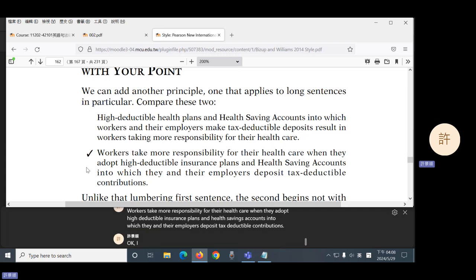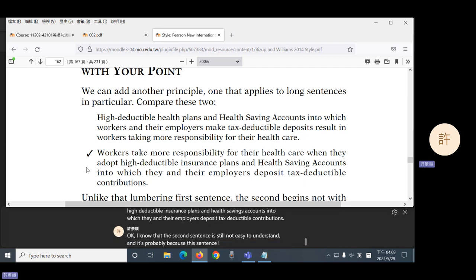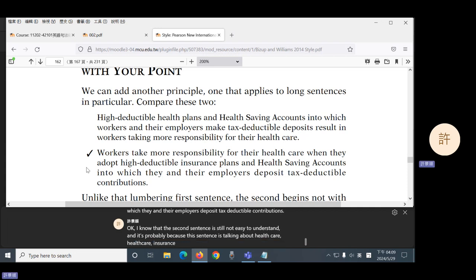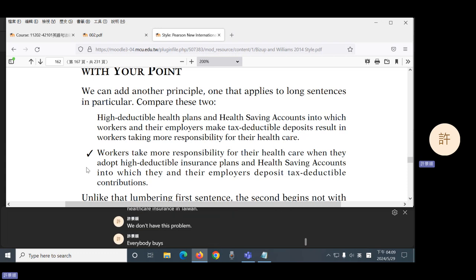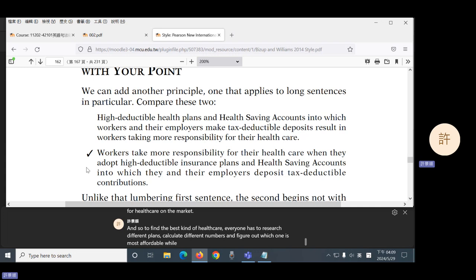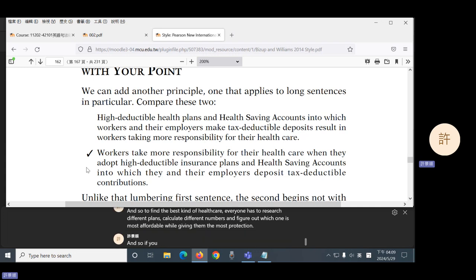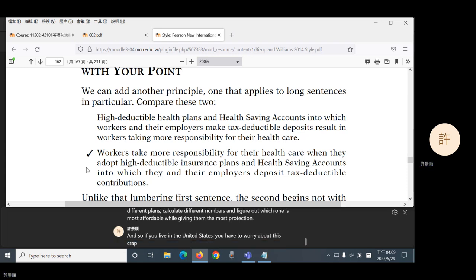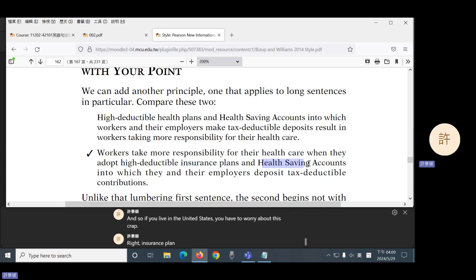Okay. I know that the second sentence is still not easy to understand, and it's probably because this sentence is talking about healthcare insurance. In Taiwan, we don't have this problem. Everybody buys national health insurance, and the government takes care of that. But this book was written and published in the United States. They don't have government healthcare. They have different options for healthcare on the market. And so to find the best kind of healthcare, everyone has to research different plans, calculate different numbers, and figure out which one is most affordable while giving them the most protection. And so if you live in the United States, you have to worry about this. Right? Insurance plan, health saving. What the hell?